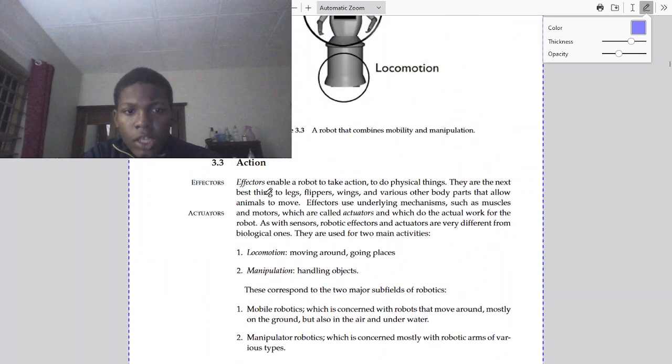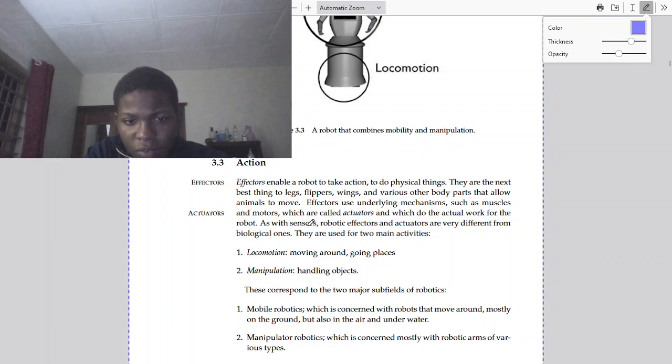So, action. Effectors enable robots to take action, do physical things. They are the next best things to legs, flippers, wings, and various other body parts that allow animals to move. Effectors use underlying mechanisms such as muscles and motors. They're called actuators, and they do the actual work for the robot. So effectors enable the robot to take action, but they aren't what's taking action. They use actuators, which are the ones that do the work.